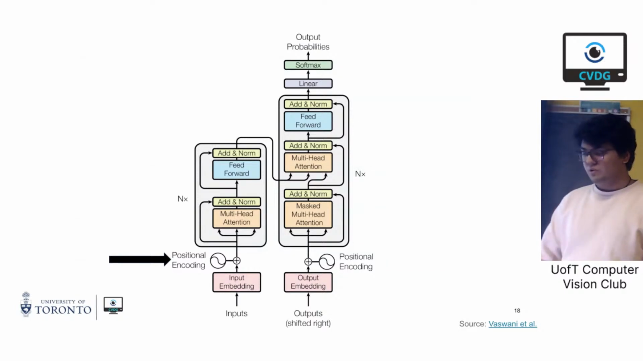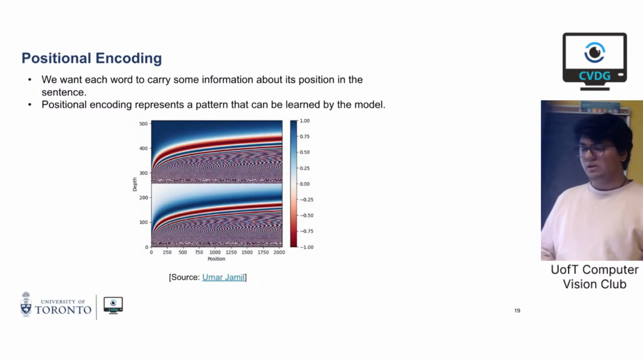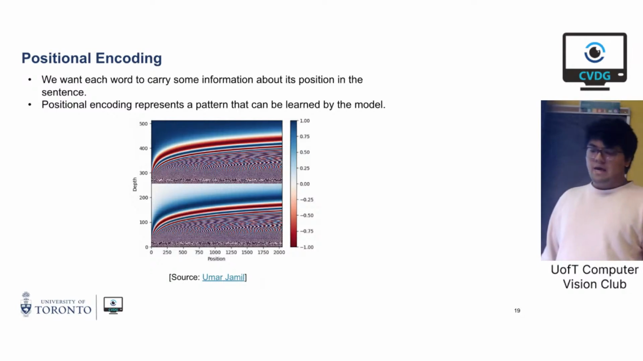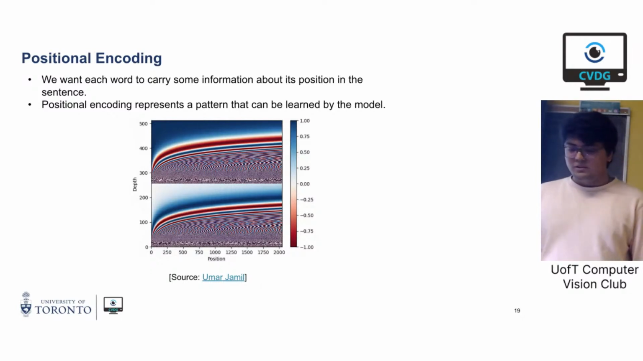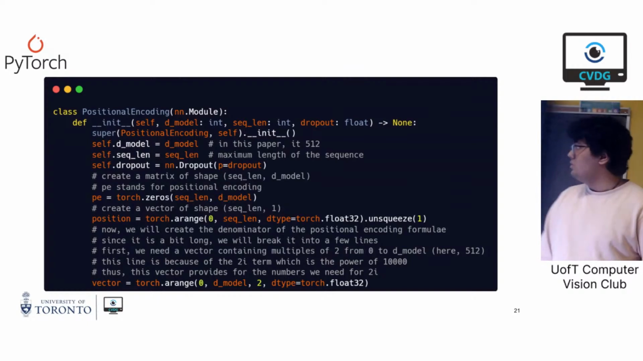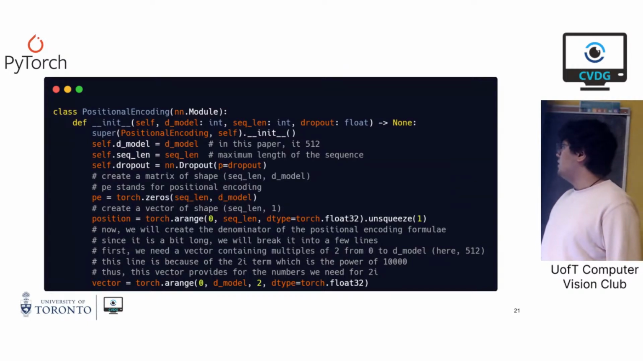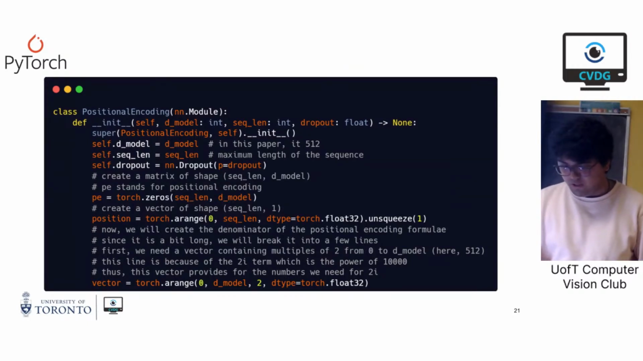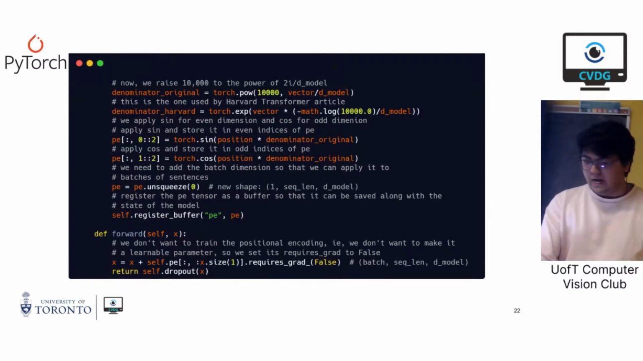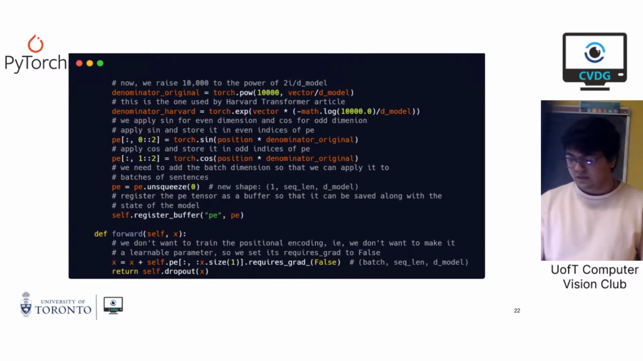The reason why we use positional encoding is that embeddings don't contain information about the position of a word, so we have to do it manually. We want each word to carry some information about its position in the sentence, so the position encoding contains patterns that will hopefully be learned by our model. This is the code to generate the position encoding. First we initialize it, and then in the forward method, we just add the embedding to the position encoding.